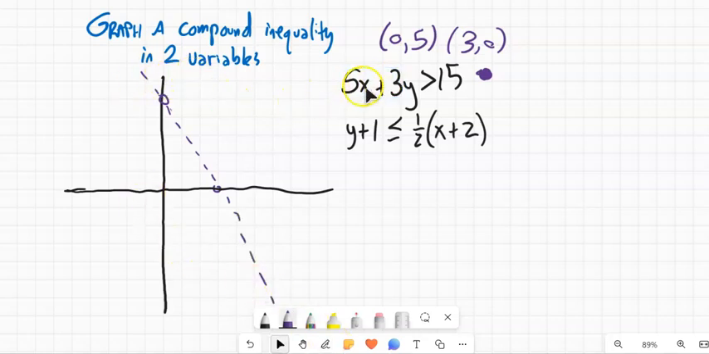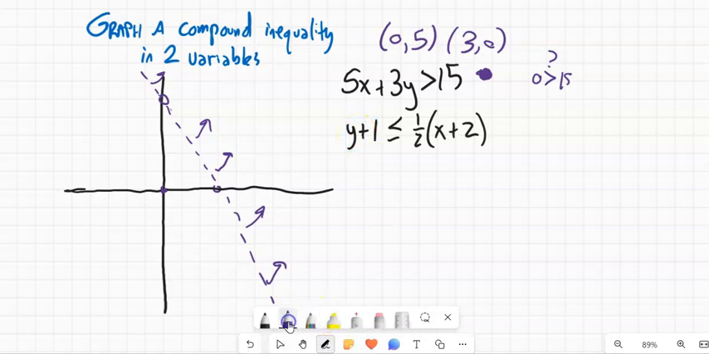And let's see, I'm going to test (0, 0) and see if it works. So if I plug (0, 0) into here, 5 times 0 is 0, 3 times 0 is 0. Is 0 greater than 15? It is not. So this would be shaded on this side. I'm not going to do the shading quite yet. I'm just going to mark where it would be shaded, because I have this other one too. These are connected with an and, so I need to know where they overlap.